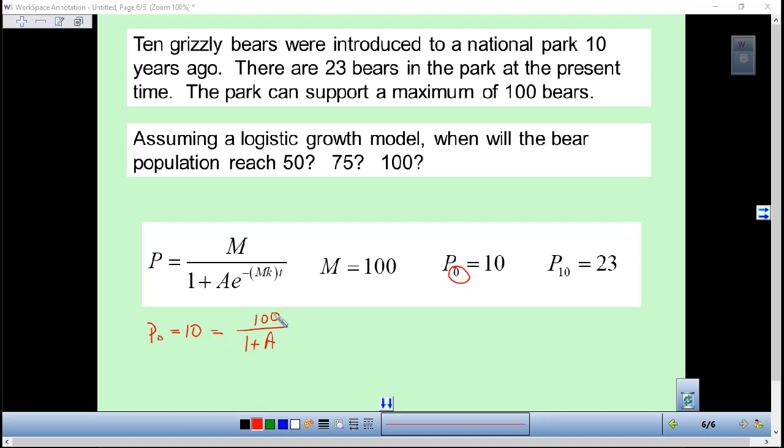10 equals 100 over 1 plus a. Now you can go ahead and solve this thing by multiplying both sides by 1 plus a. So you end up with 10 plus 10a equals 100. Whoop, not 1,000, 100. And then you're going to move that to the other side. You get 10a equals 90 because you're subtracting 10 from both sides. Then divide both sides by 10, and a is going to equal 9.